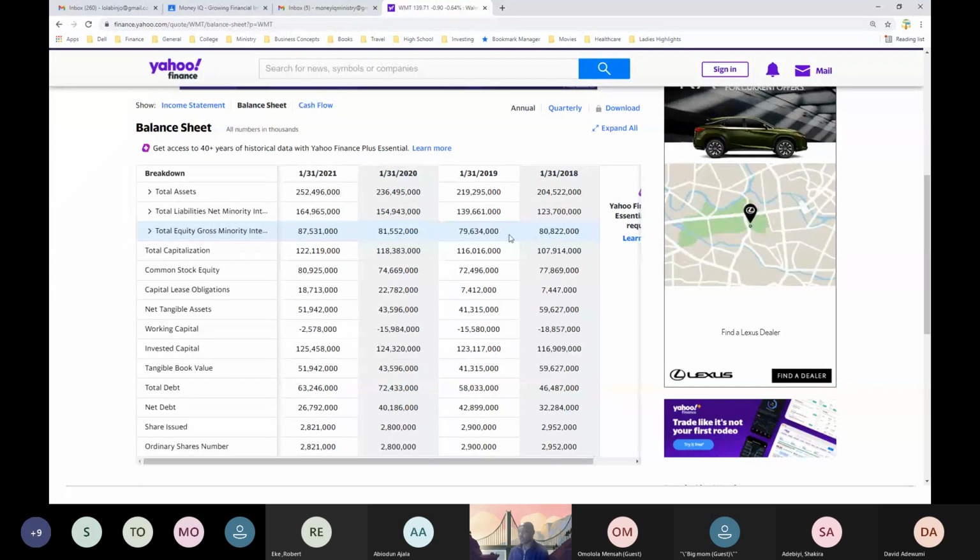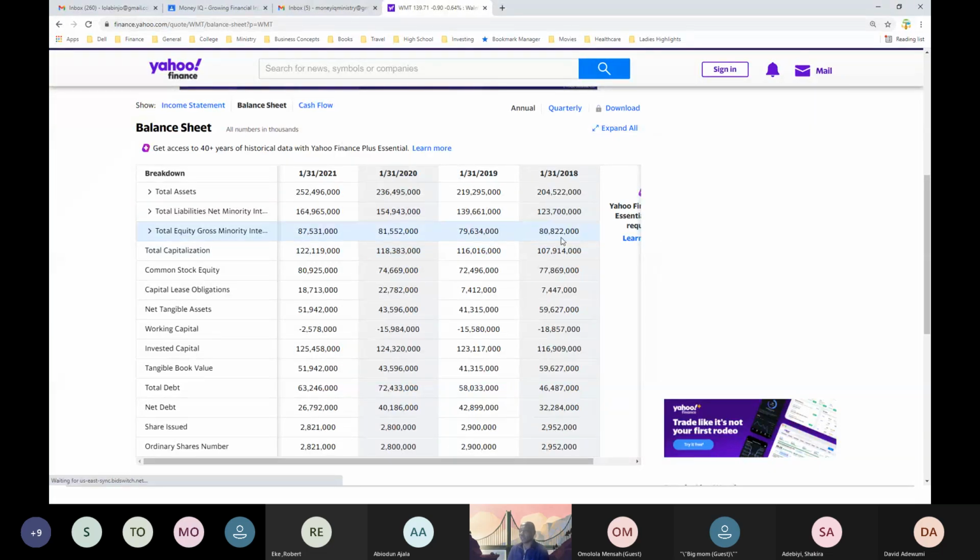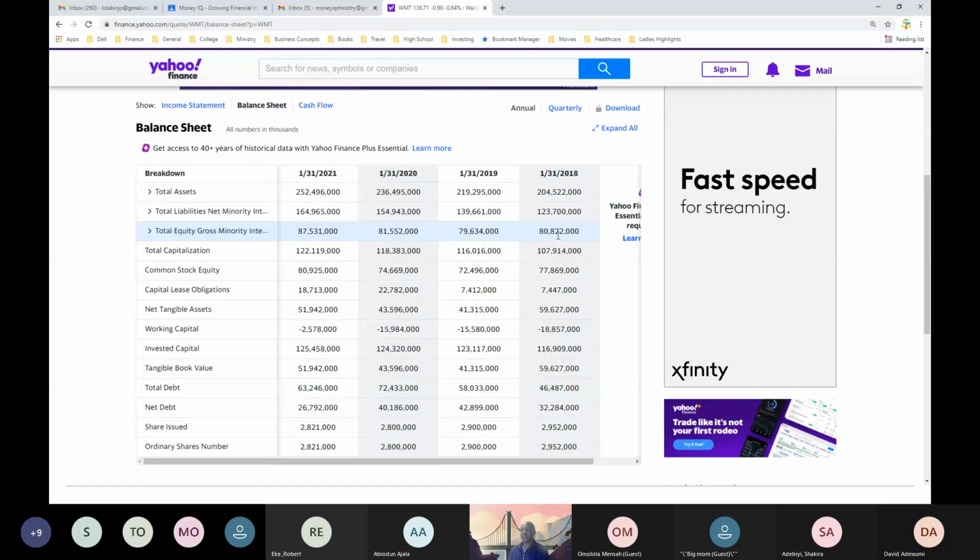And then equity is growing, 80, 81, 87. Okay, so you and I as shareholders, the value we have in the company has grown by 7 billion over the last 4 years. Those are the kind of things you want to be thinking about.